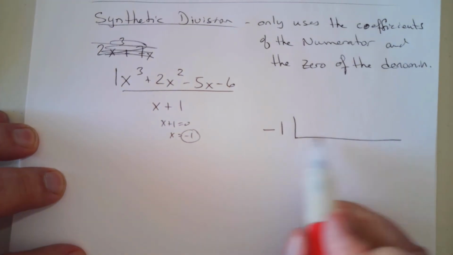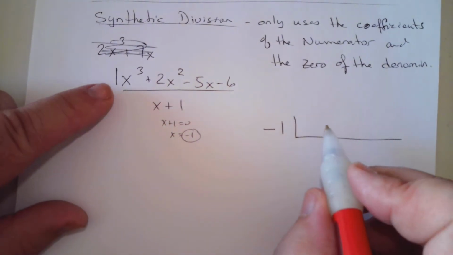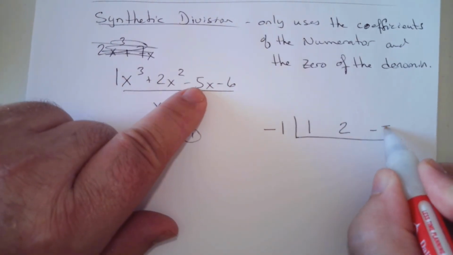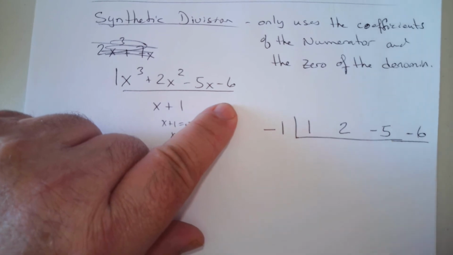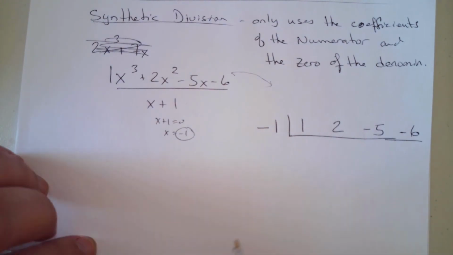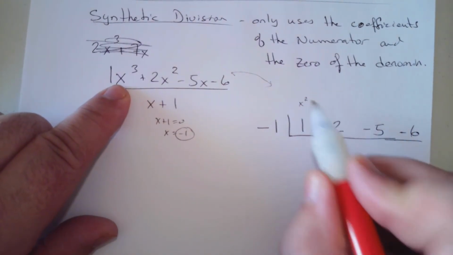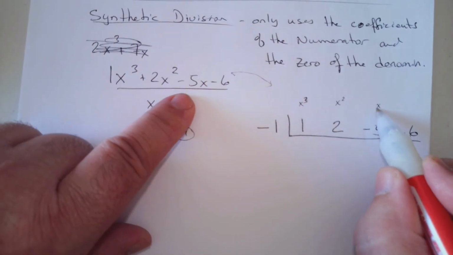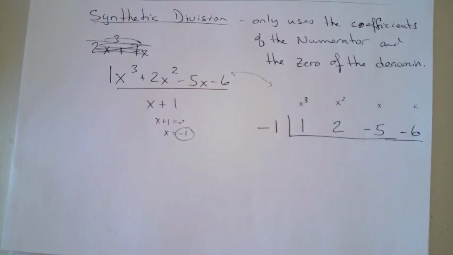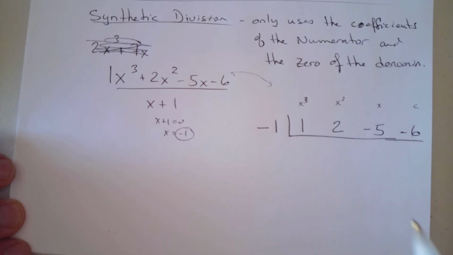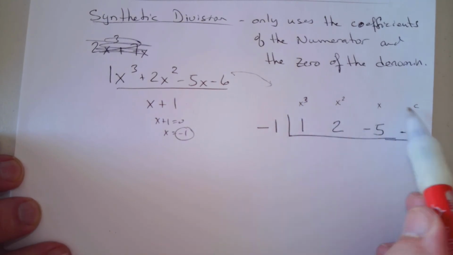Synthetic division, the dividing symbol looks upside down now. So I have 1, 2, -5, -6. Only the coefficients. So this is the x cubed, this one's the x squared, this one's the x, and this one's the constant. This is important because if one of these is missing, then you have to put a 0 there. You have to allocate each column from the highest exponent down to the constant.